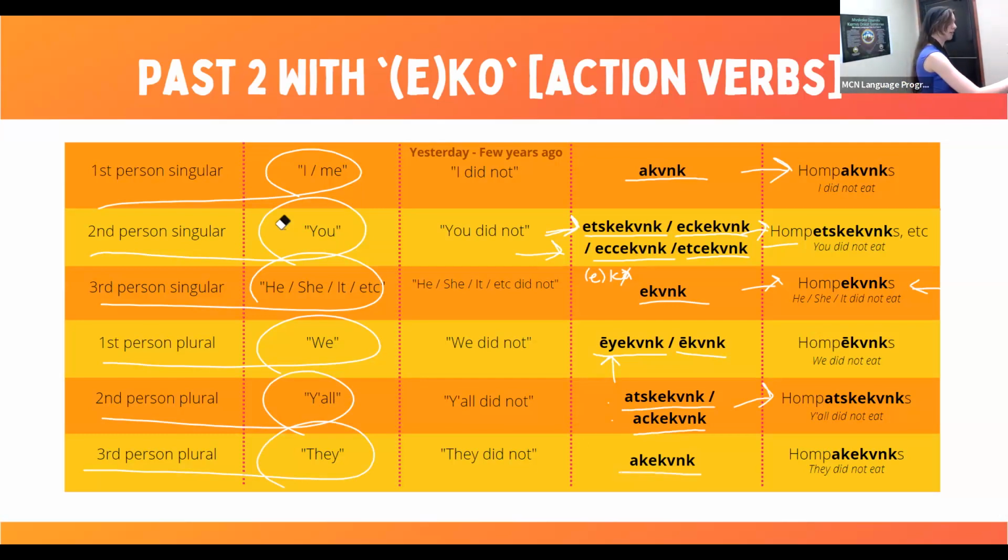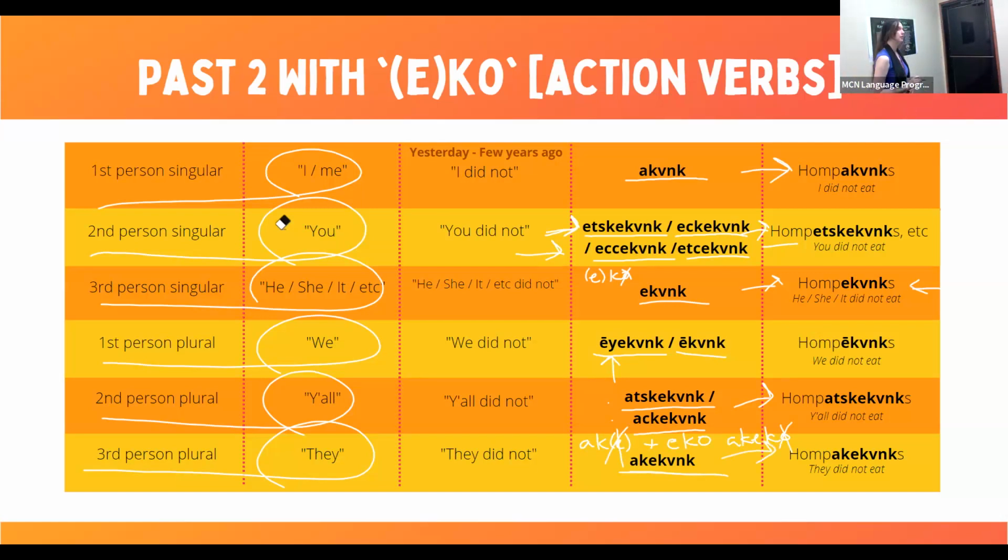Oggygunk, right? Because it's og e plus ego. But we don't need two e's, so this e goes away. So it becomes just ego. And then when we add unk, that drops. So oggygunk. Homboggygunks. They did not eat homboggygunks.